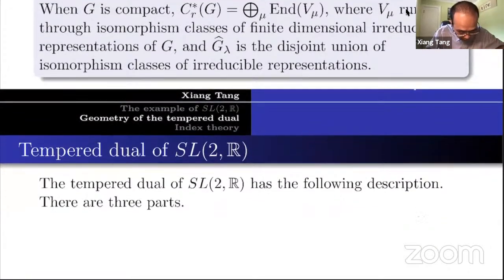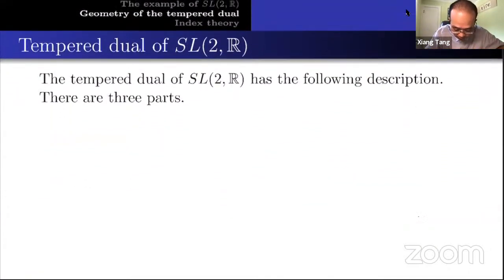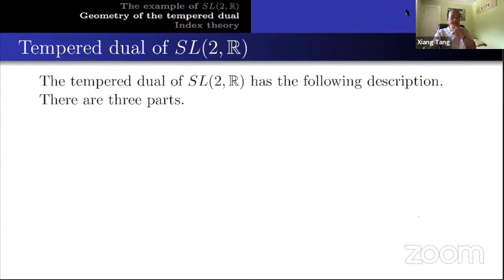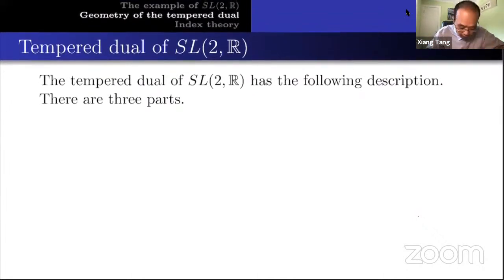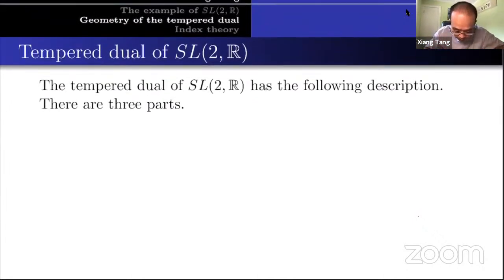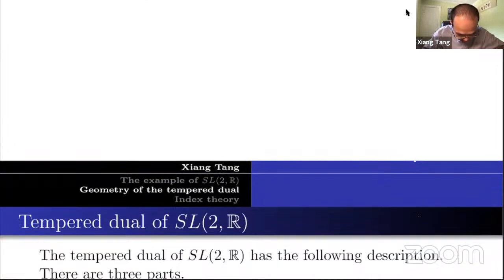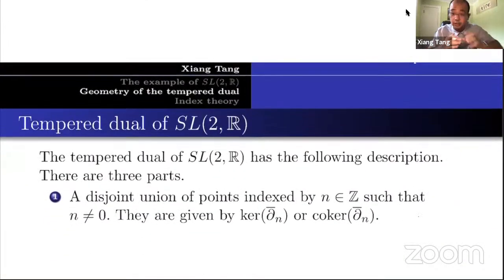Compact group. Now let me get to this SL2R, our example. For SL2R, it's getting more interesting. So it's not just discrete, it's not just connected, like the two examples we saw just now. So actually there are three parts. So what are the three parts? There is a part that is discrete. That's this part, the part with n nonzero integers.